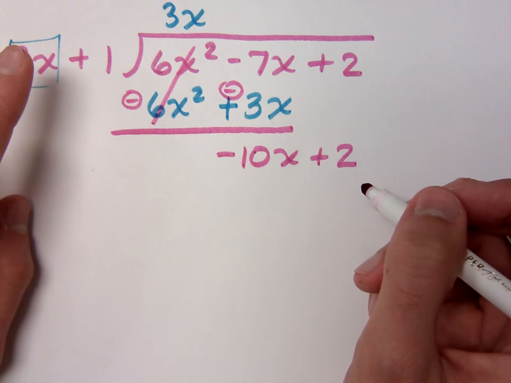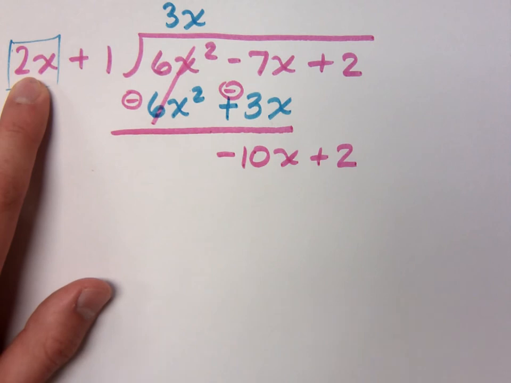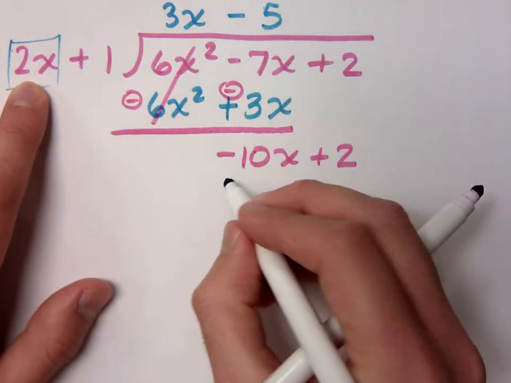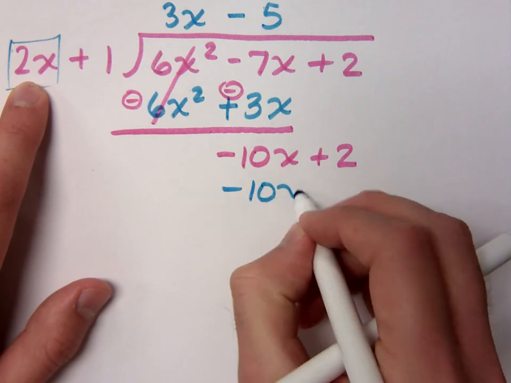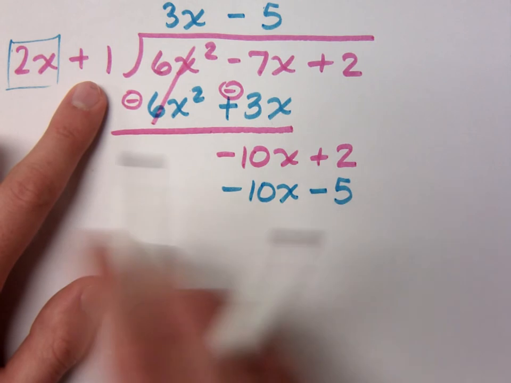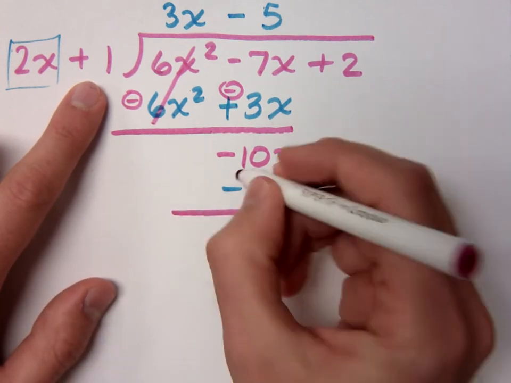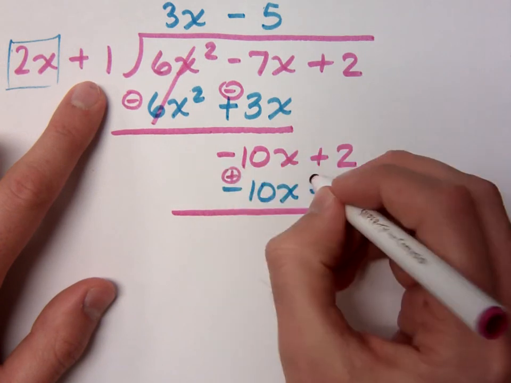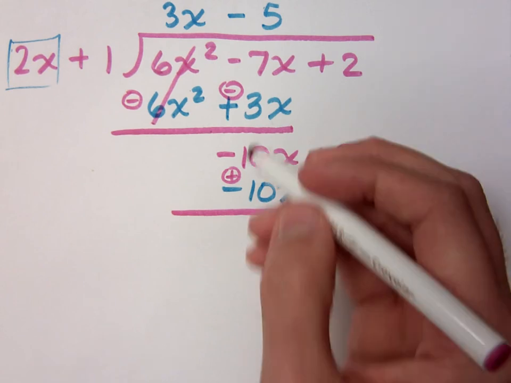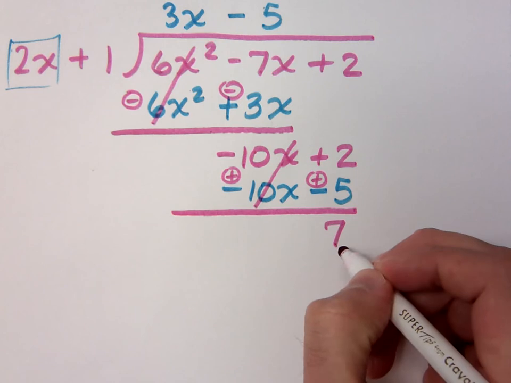Go back here. 2x times what number gives you negative 10x? Negative 5. So negative 5 times 2x is negative 10x. Negative 5 times 1 is? Negative 5. Draw the line and change the signs. The x's go away and I have a remainder of 7. Do you all agree?